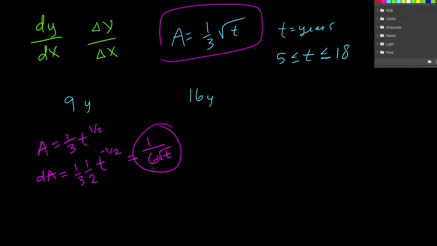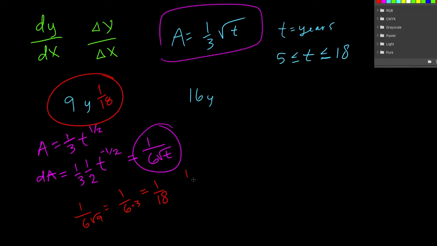And so if we plug in 9, we get 1/6 square root of 9, 1/6 times 3, which is 1/18. Okay, so the answer to this one is 1/18. And then if we plug in 16, we get 1/6 square root of 16, 1/6 times 4, so that gives us 1/24.